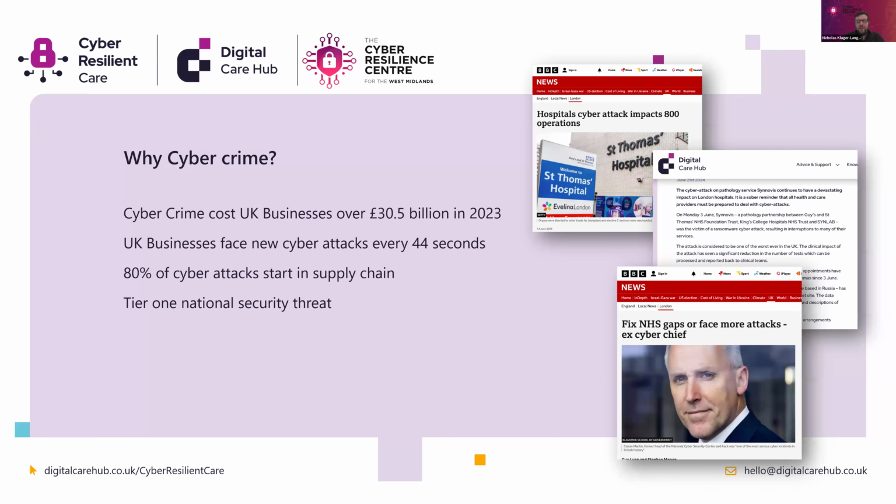So why cybercrime? Well, cybercrime is big business. It's estimated that the UK economy lost over 30.5 billion in 2023, and on average, a business suffers a cyber attack every 44 seconds. Information about people, stolen intellectual property, and other credentials can sell for more than the price of gold or oil. The government is actually treating cybercrime as a tier 1 threat to the UK, which is the same level as terrorism due to the impact on the economy and national infrastructure.